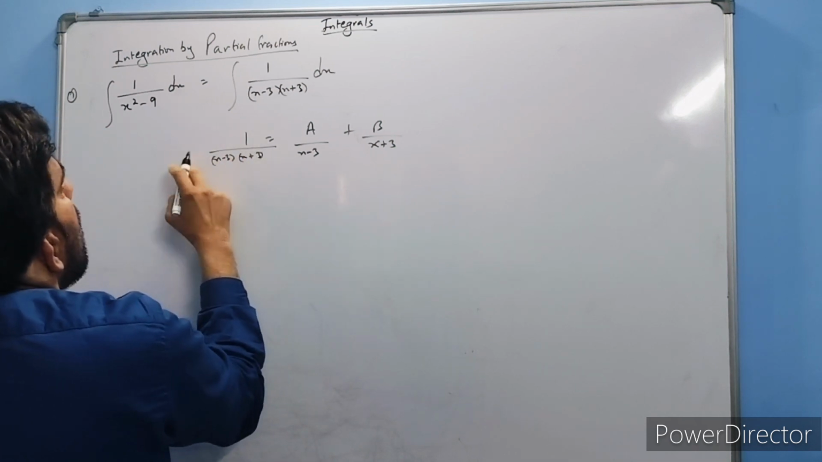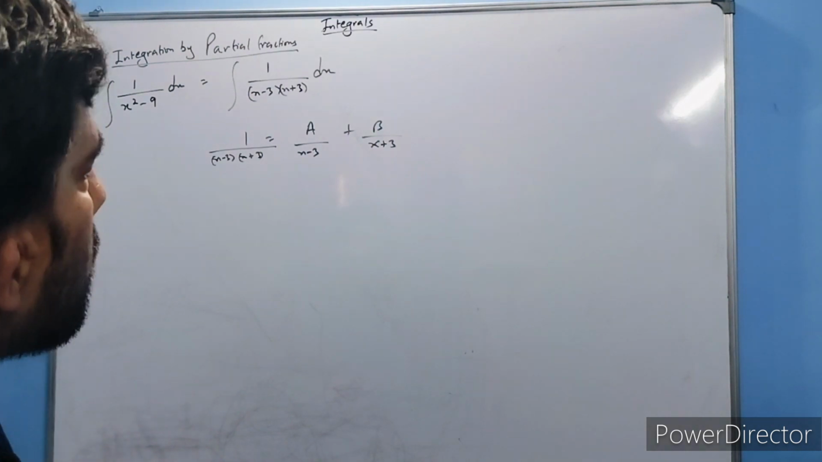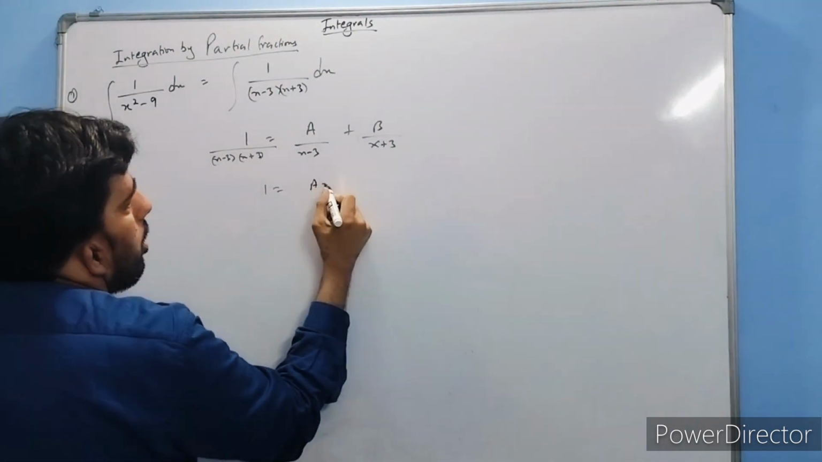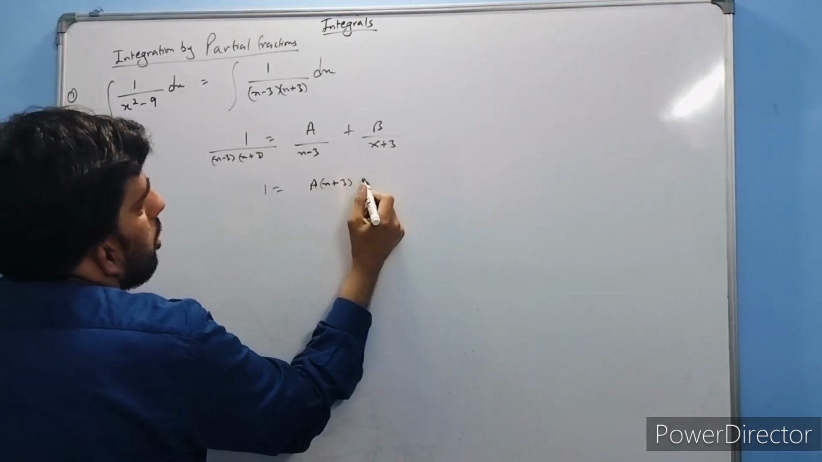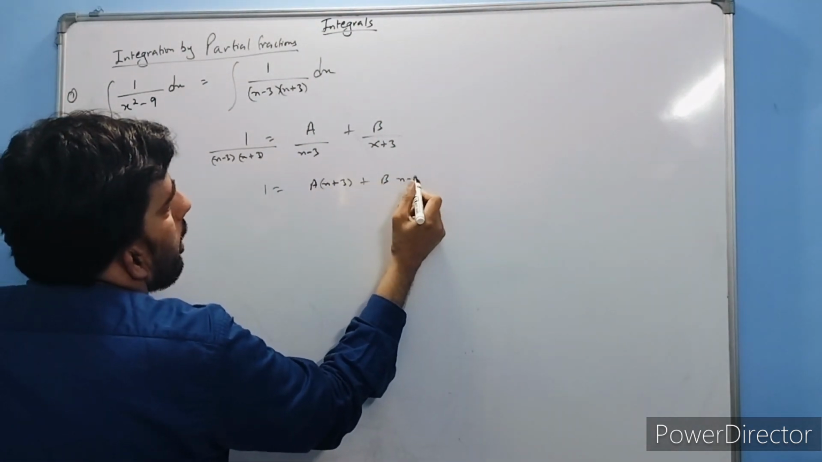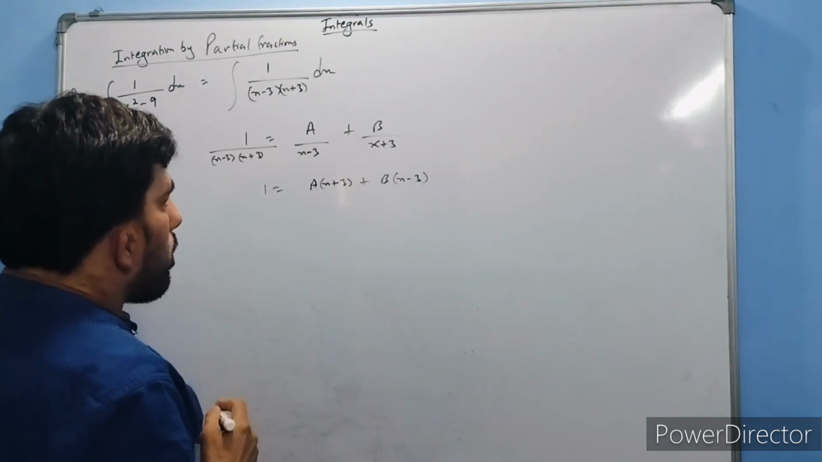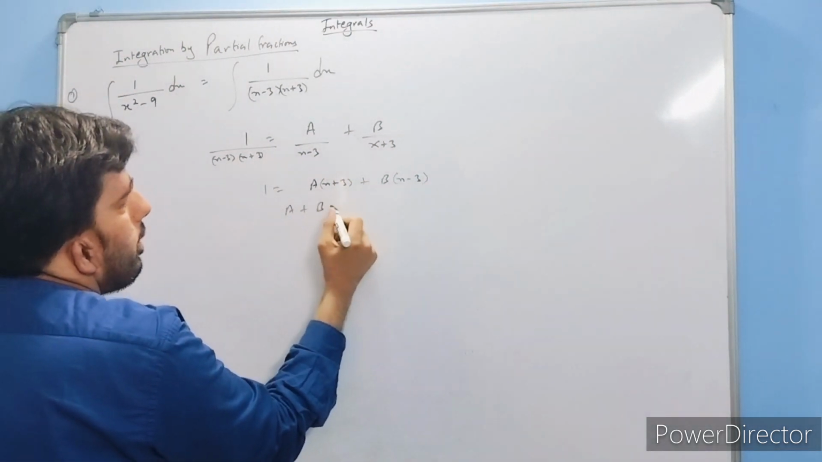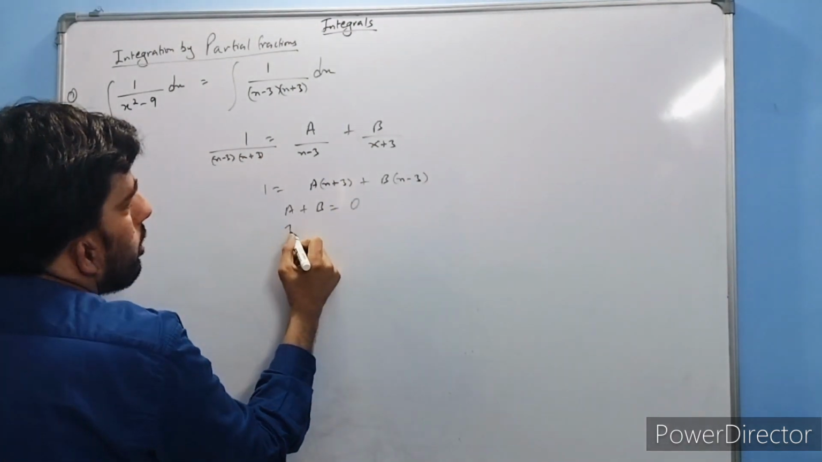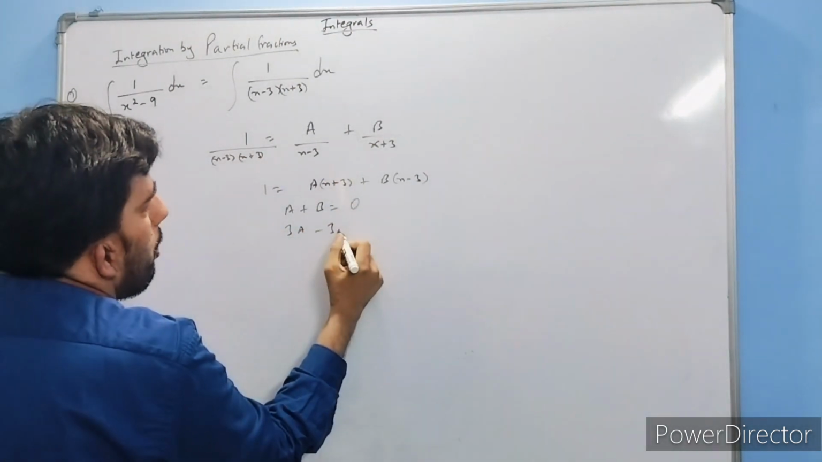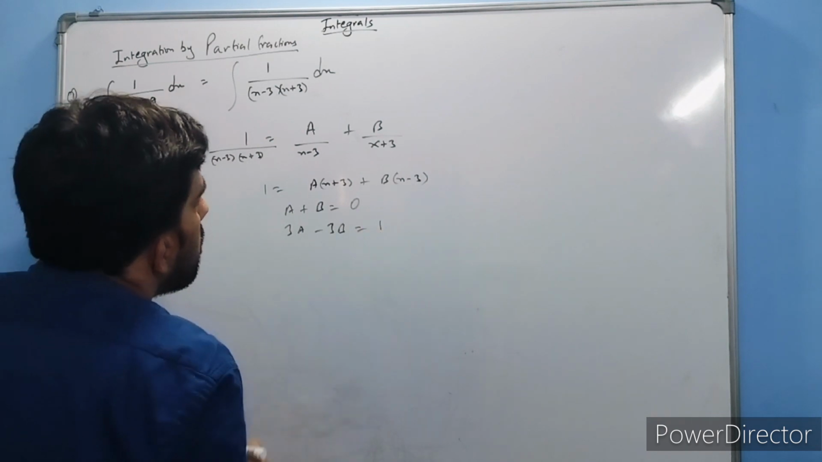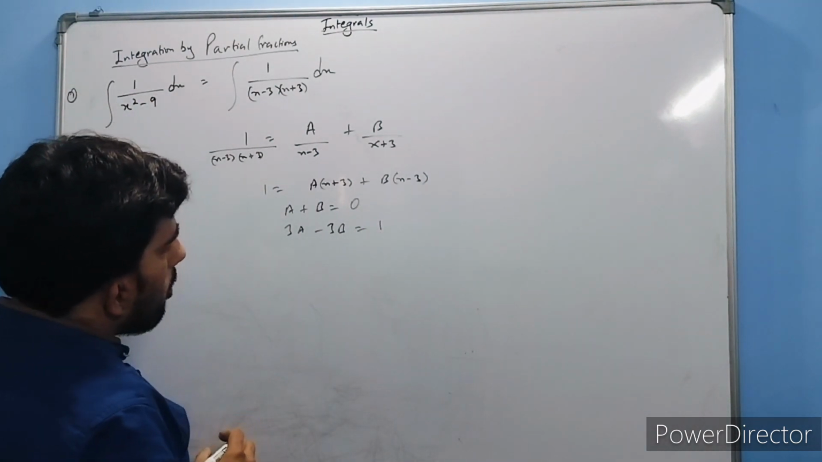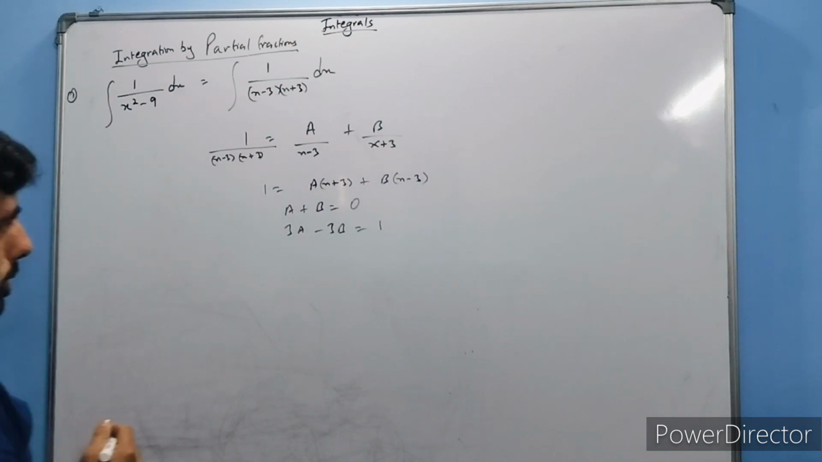Now let us see how we can solve. Now 1 is equal to a(x plus 3) plus b(x minus 3). So now what will happen? Now we can take a plus b is equal to 0 and 3a minus 3b is equal to 1. So now we can solve the equations.